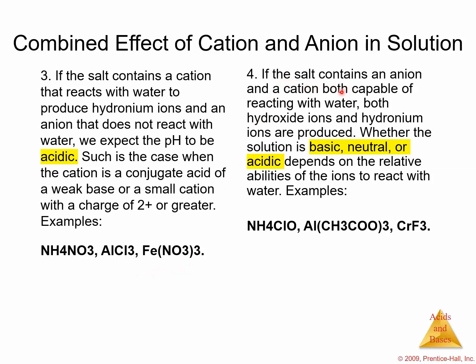Now, if the salt contains an anion and a cation both capable of reacting with water, both hydroxide ions and hydronium ions are produced. Whether the solution is basic, neutral, or acidic depends on the relative abilities of the ions to react with water, such as these examples: NH4ClO, Al(CH3COO)3, and CrF3.